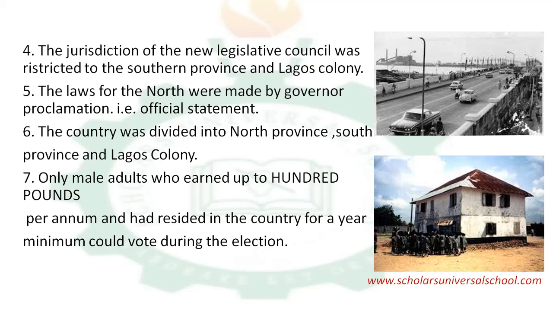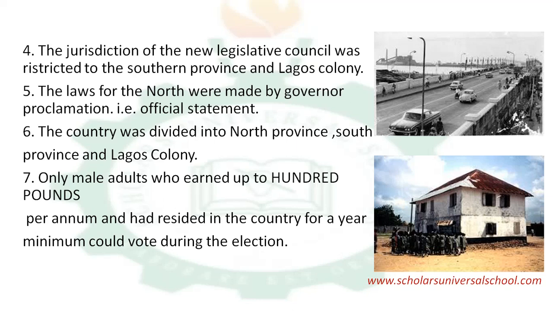Now, when we look at this, we call this a restricted franchise. We recall in our SS2 work, we call it a restricted franchise, which could be limited by wealth and gender in the country. So not everybody in the country was allowed to vote, but we had a kind of restricted franchise or suffrage.